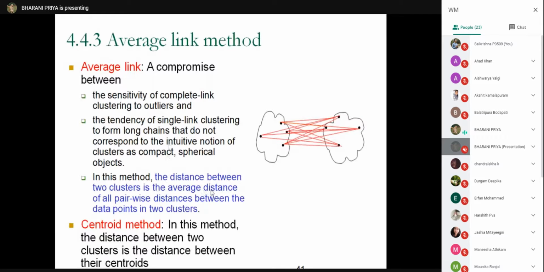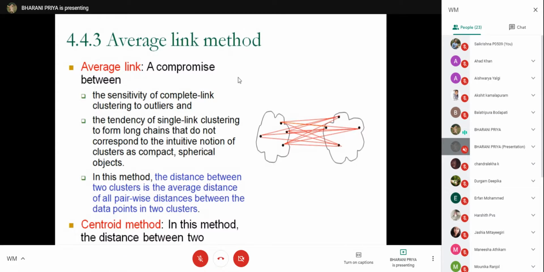In this method, the distance between the two clusters is the average distance of all pairwise distances between data points in the two clusters. In the first one, the minimum value is taken. In the second one, the maximum value is taken. Here we are taking the average of the distance between all the points in the clusters.